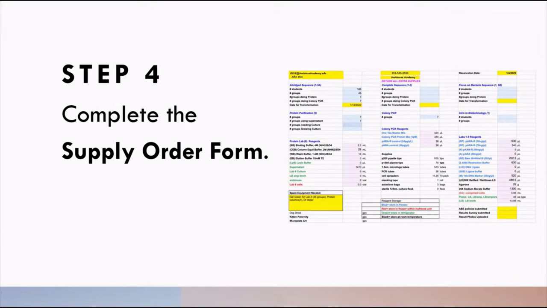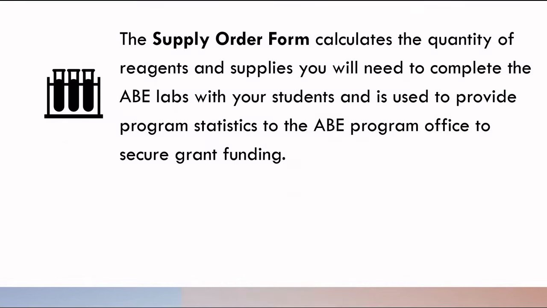Step 4 is to complete the supply order form. The supply order form calculates the quantity of reagents and supplies you will need to complete the ABE Labs with your students. It is also used to provide program statistics to the ABE.